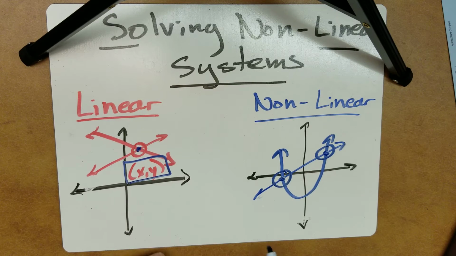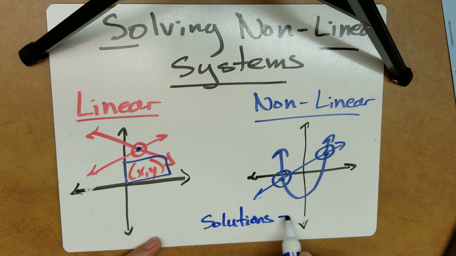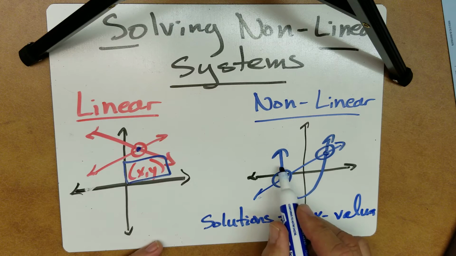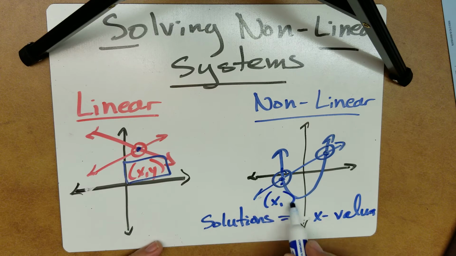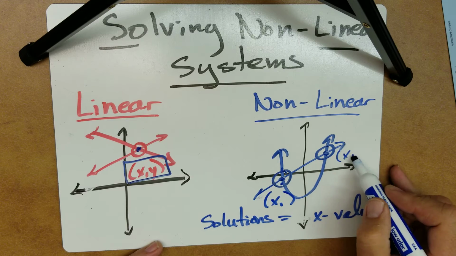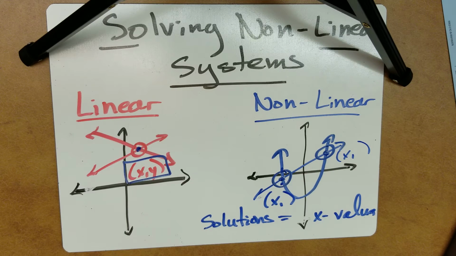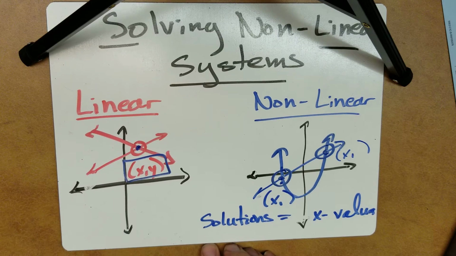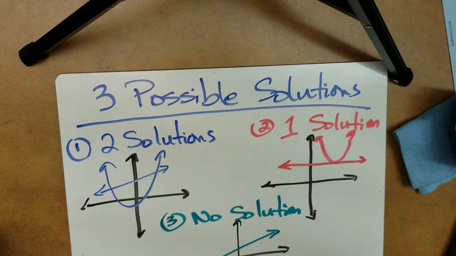By the way, what are the solutions? The solutions are the x values. The x values of where they cross. So whatever this x value is here, and whatever that x value is right there, those are our solutions. So let me show you a little bit more about this, all right?